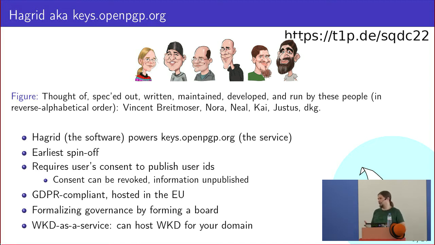And there are problems with the software. For example, it doesn't federate, it doesn't currently offer a nice way to serve third-party certifications, but we are working on both problems. And since it's becoming an important part of the OpenPGP ecosystem, we are forming a board that will govern both the service and the development of the software. And it has a little known feature. It can host WKD for you. You just have to point your DNS at Hagrid. There is documentation how to do that. And then it will serve WKD for your custom domain.